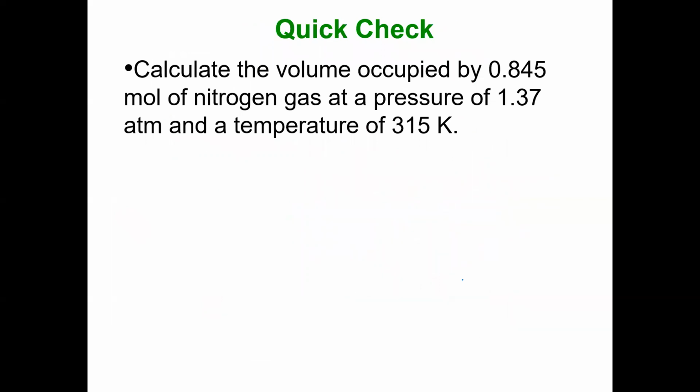So can we calculate gas law problems using PV = nRT? Calculate the volume. So I'm looking for volume. Occupied at 0.845 moles, I have n. At 1.37 atmospheres, I have pressure. And a temperature, again, it has to be in Kelvin. If it's not, change it, of 315 Kelvin.